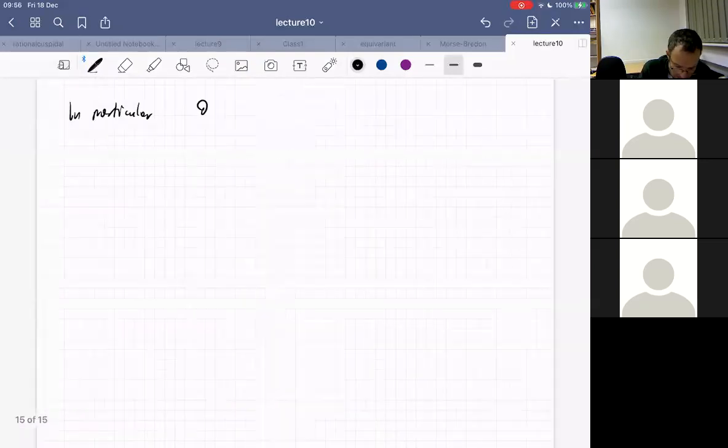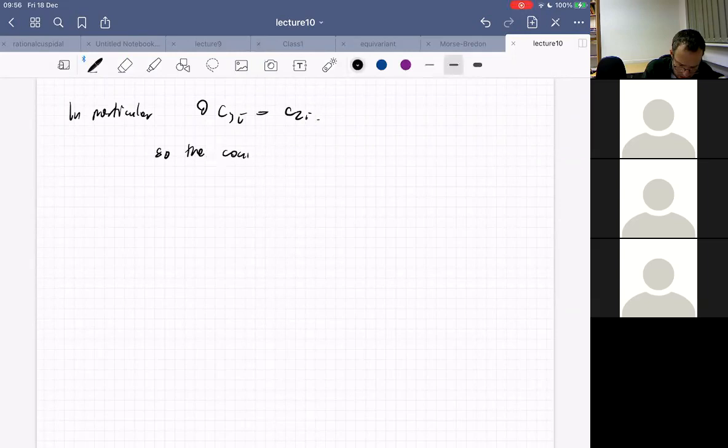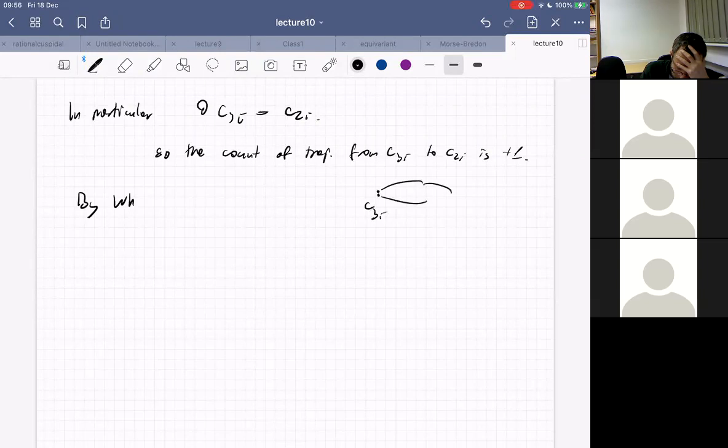So in particular, C3i is equal to C2i. So the count of trajectories from C3i to C2i is plus 1. We can have many trajectories from this critical point C3i to C2i, but they come with signs, plus or minus. Those with sign plus are counted positive, those with sign minus are subtracted. So the difference is plus 1.